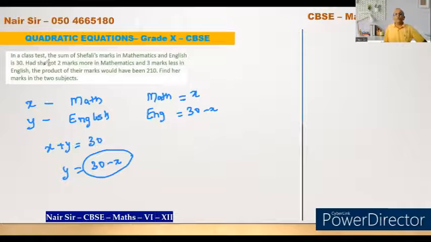Had she got 2 marks more in maths and 3 marks less in English, 2 marks more means plus 2. And 3 marks less means minus 3. The product of their, the multiple of the two, would be equal to 210.